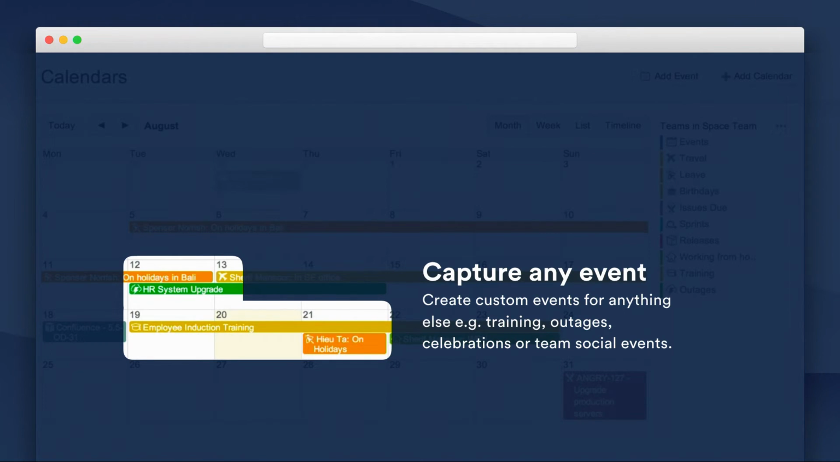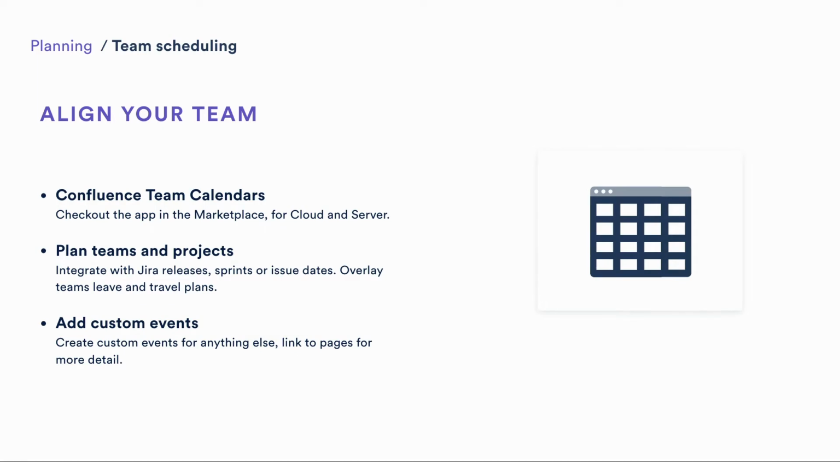So you can upload an icon, give it a name, so you can have company-wide training or IT outages or people on holidays. It's totally up to you. When you put this all together, you get one picture of where your team is at, and this integrates with your calendaring tool. So if you use Outlook or Google Calendar, you can subscribe to your team calendar, so you can overlay that over your personal calendar as well.